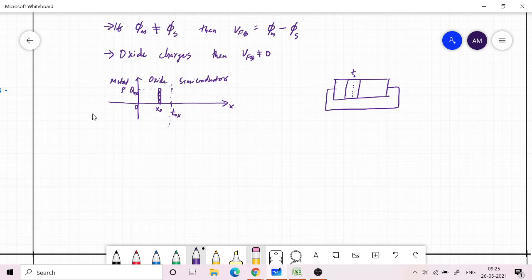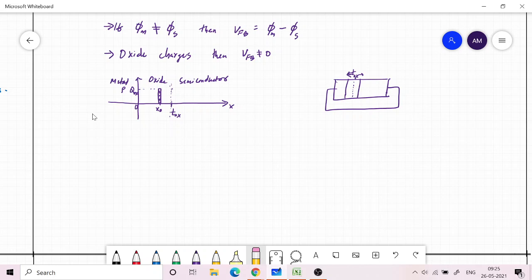So this is my Tox. There are some charges in the oxide region, x0 away from the metal interface. What is going to be the effect on the energy band diagram? What is the effect of this Qox on the energy band diagram? How do we draw it? Just like we have drawn the energy band diagram earlier, we need to draw this case also.